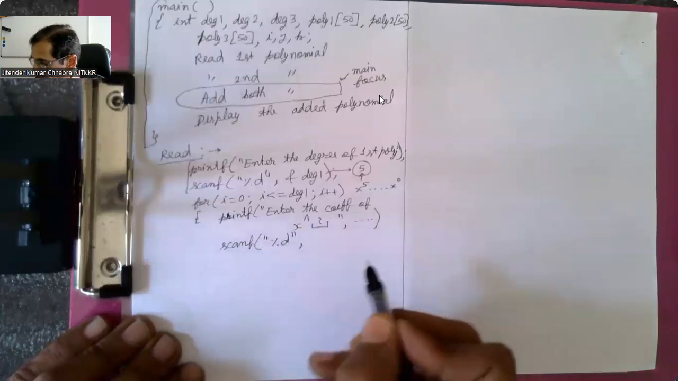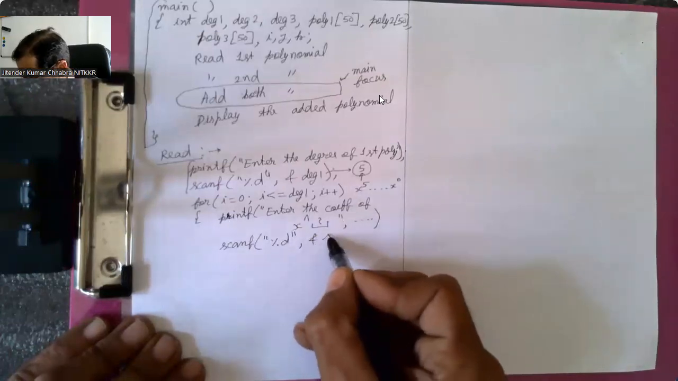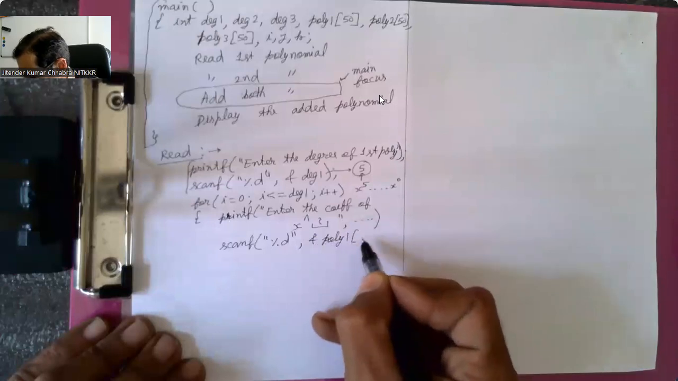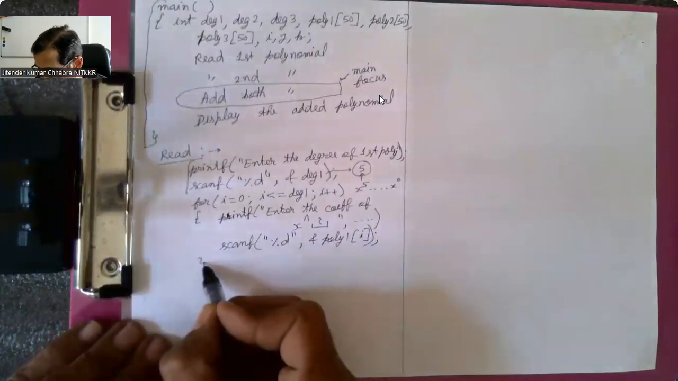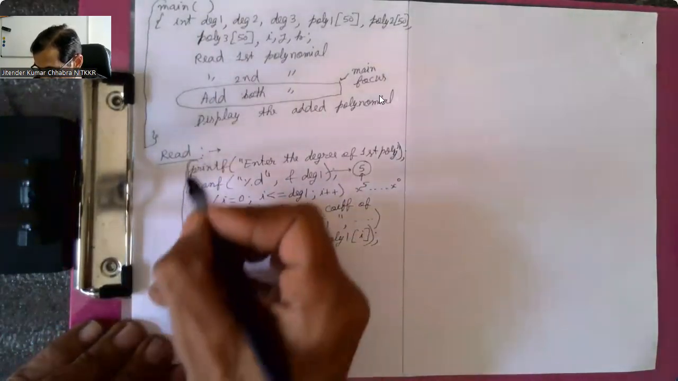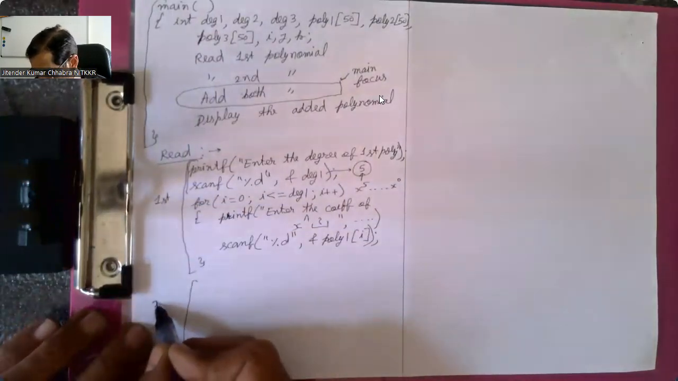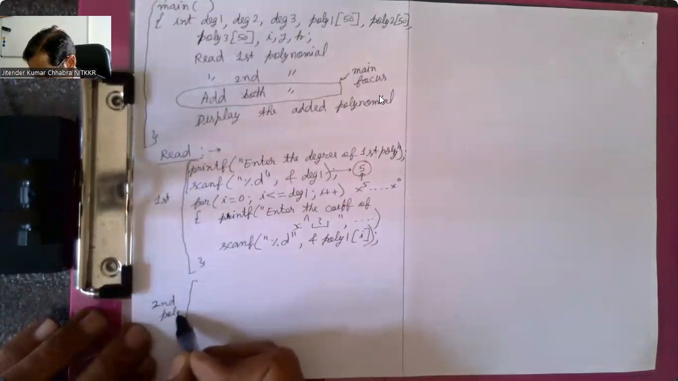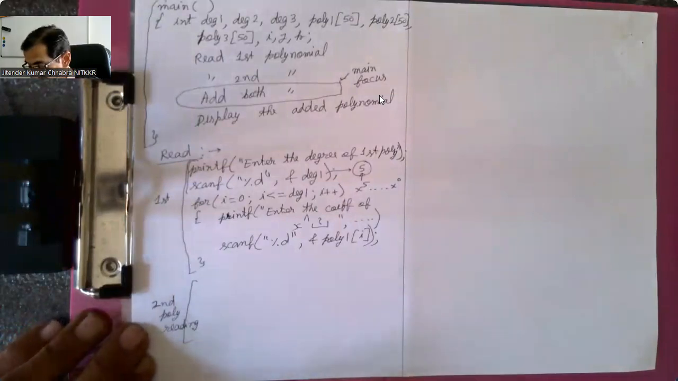Now, first coefficient to be read at which place? Into polynomial 1 at some index. That index is 0. Then next coefficient to be read at index 1, next at index 2. Hence, I can easily see that I can straight away write something like this. And similarly, the same process can be, this is first polynomial reading. Similarly, I can write second polynomial reading. Now, this becomes overall first and second polynomial reading.